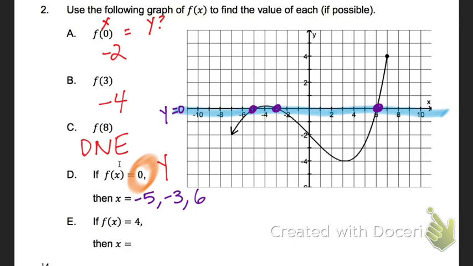So for part E, if y equals 4, what is my x? 7. Perfect.